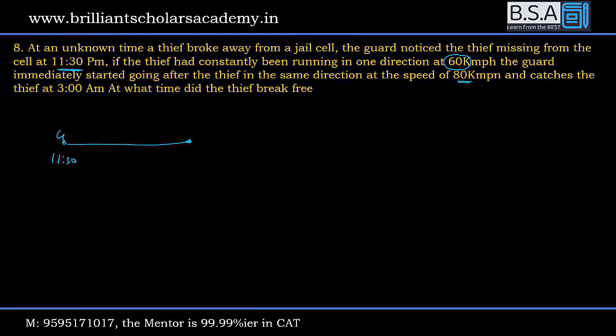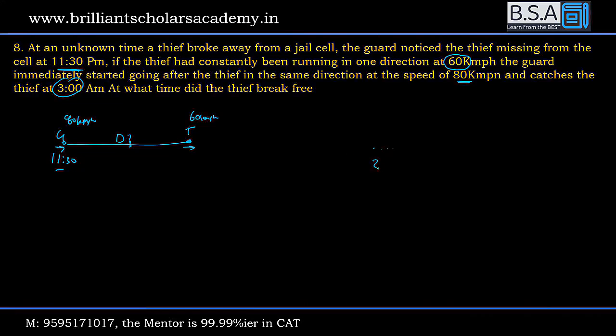This is the guard. This is the thief. The thief is running away at 60 kmph. The guard is trying to catch him at 80 kmph. I do not know the distance between them, because I do not know when the thief broke free from the jail. So now they both are running at 11:30. The guard is trying to chase, the thief is trying to run away. When does the catch up happen?